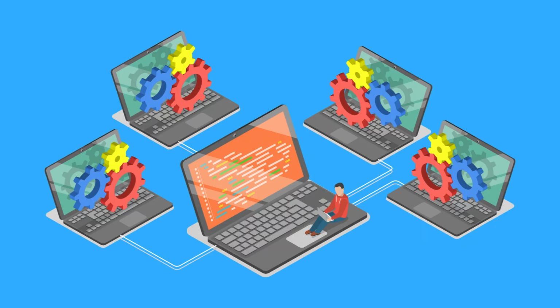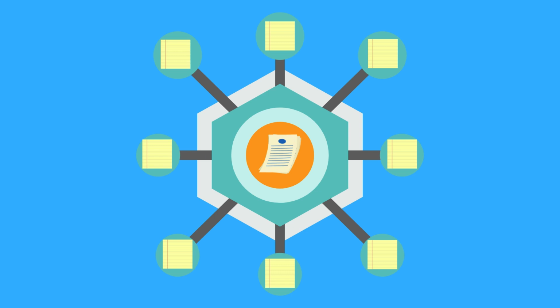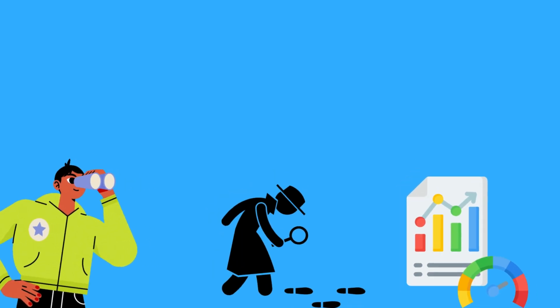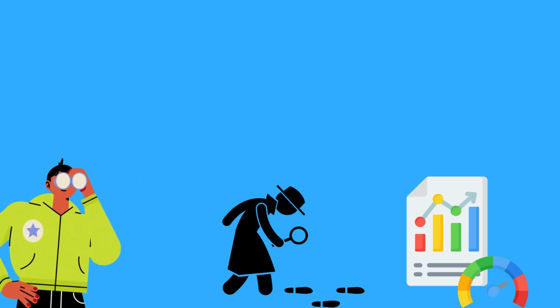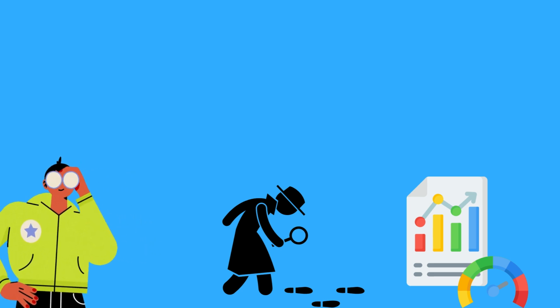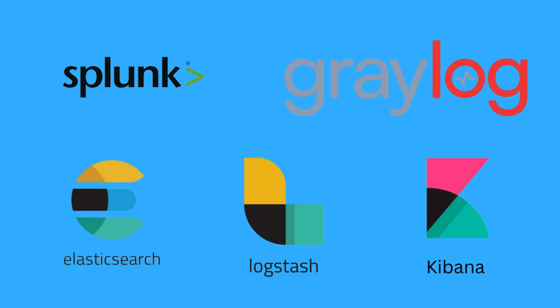Finally, let's talk about centralized logging. In a distributed system or microservices architecture, logs can be scattered across multiple services. Centralized logging allows you to collect and analyze logs from all your services in one place. By aggregating logs into a single system, you can easily search for specific events, track down issues, and gain insights into how your application is performing as a whole. Tools like Splunk, Graylog, or open source solutions like ELK Stack can help you set up centralized logging.